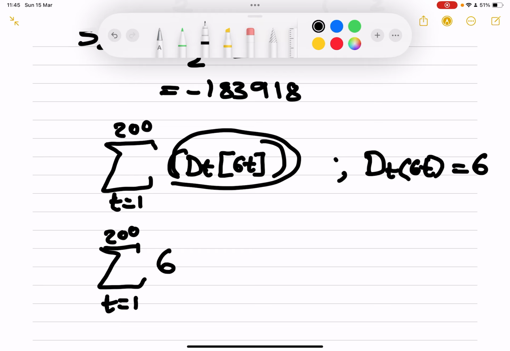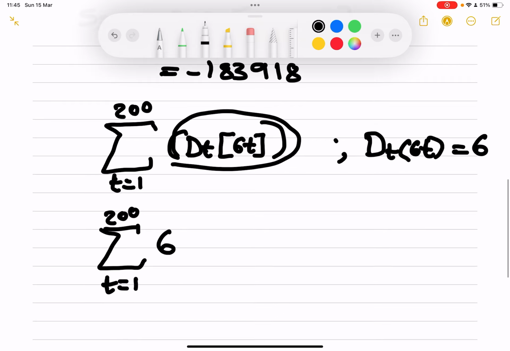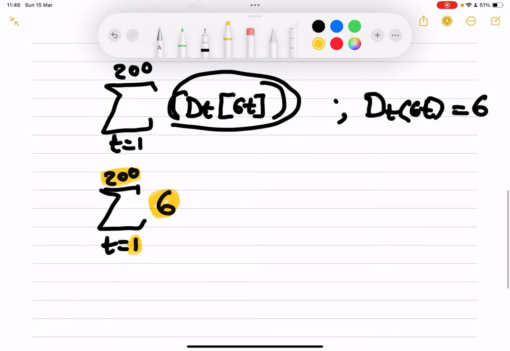Right. Perfect. Now look at this closely. It is asking us to add the number 6 from term 1 to term 200. And there are no variables to plug into. So we are just simply adding the number 6 to itself 200 times, because the n, or the number of terms, is the top number minus the bottom number plus 1, which is just 200. So we're adding 6 200 times.